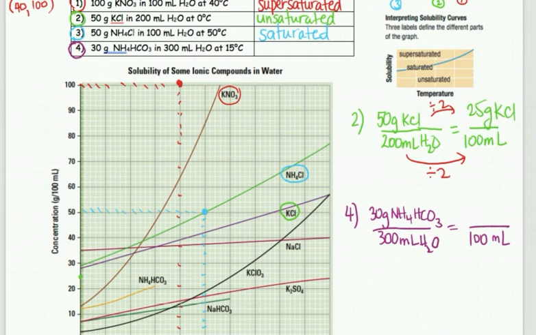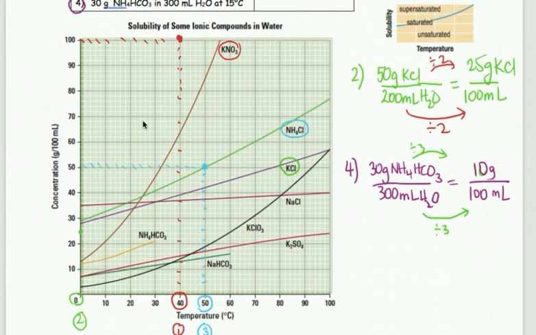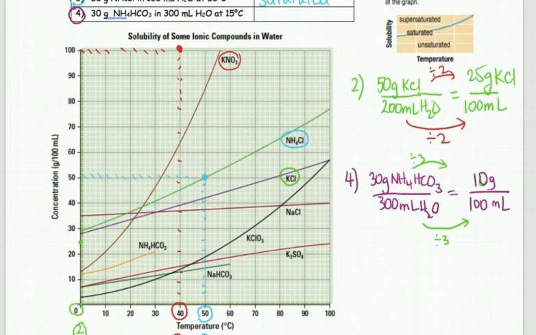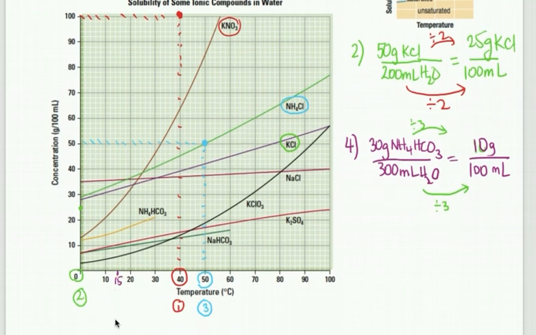So again, all you're doing here is asking, what do you need to do to go from 300 to 100? Well, you need to divide the values by 3, and then you get 10 grams of ammonium bicarbonate. So that's what you're going to use on the graph here. We are at a temperature of 15 degrees Celsius. So there it is in here. And then we're going to go up till we hit 10. So 15 degrees is right here. And we'll call this question 4.